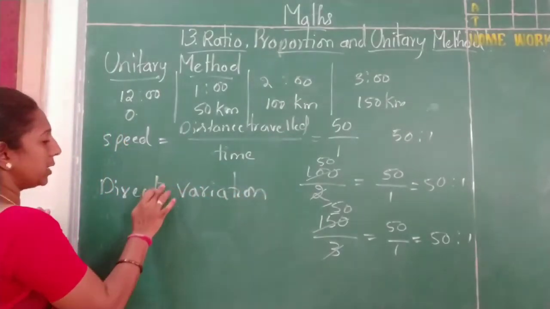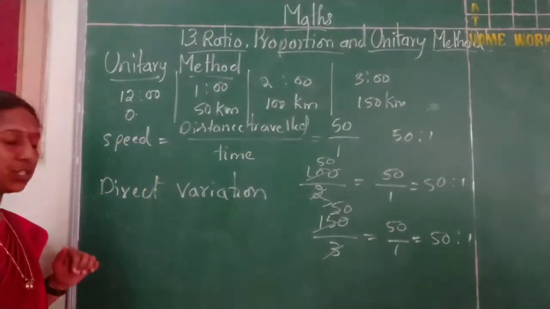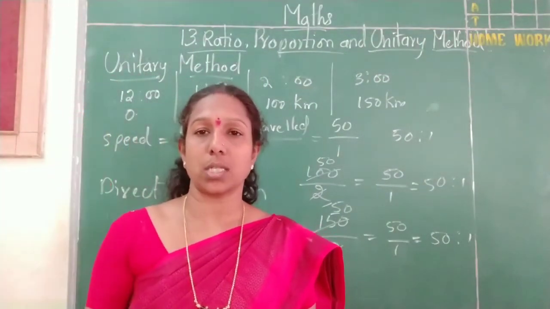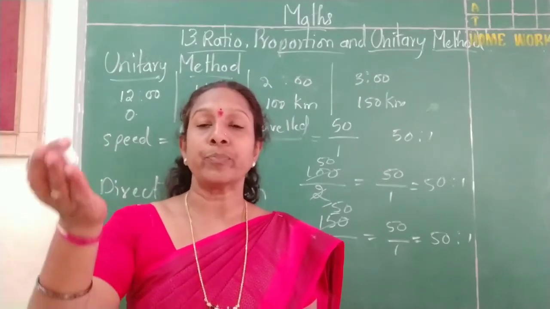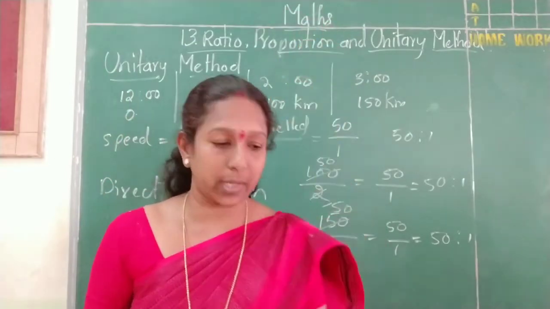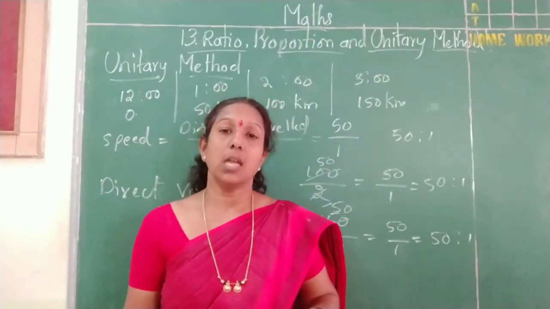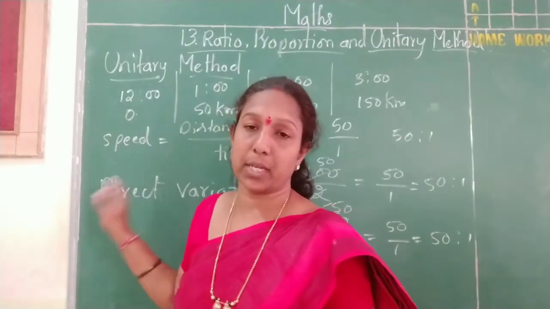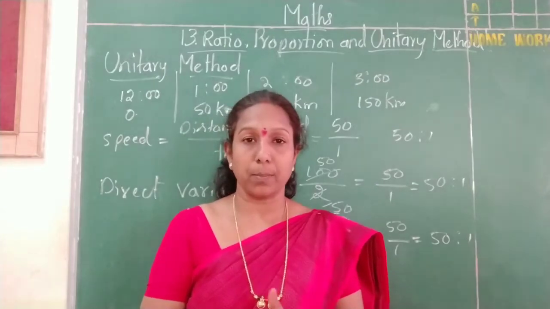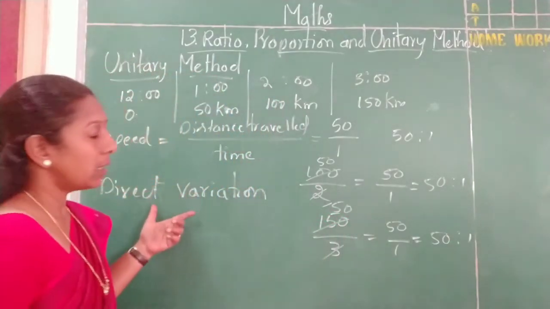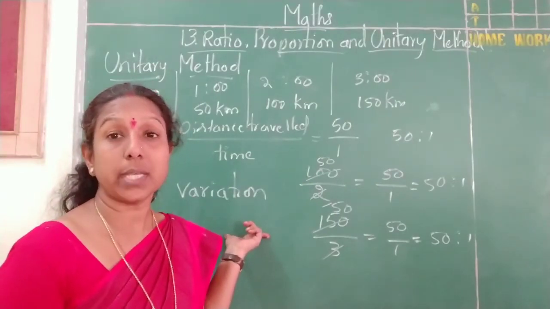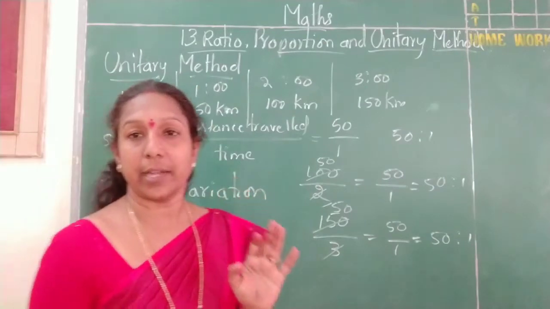This is important here: direct variation. Direct variation means what? When one quantity is increasing, the cost or the number of boxes, whatever it is, the other quantity is also increasing. If one is decreasing and the other is also decreasing, then we can say that both are in direct variation. In direct variation, how will we solve the sums? We can solve the sum by using the unitary method.